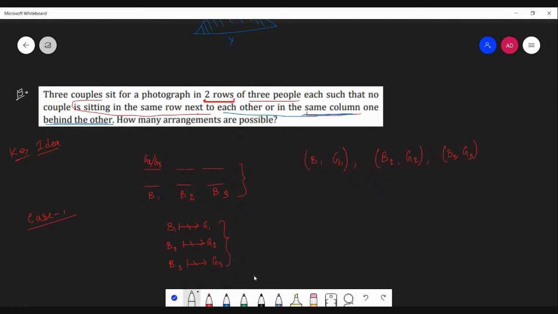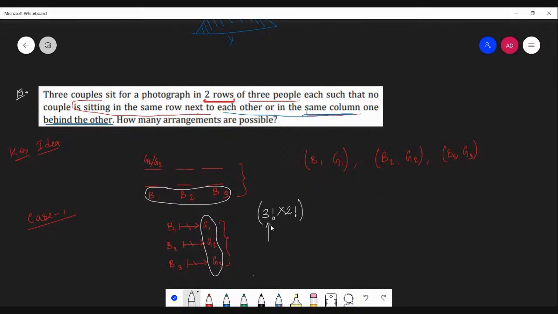All right. Number of derangements, how many such derangements are there? How many ways can I arrange this B1, B2 and B3? I can arrange B1, B2, B3 in 3 factorial ways, right? And for each of these 3 factorial ways, if you have the basic idea of derangement, you know that the girls can be deranged in 2 factorial ways, right?